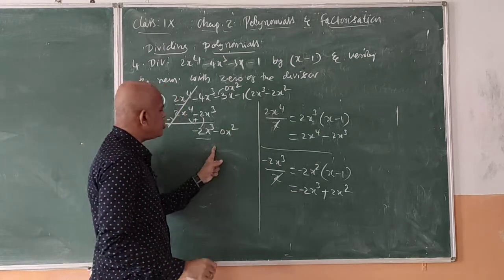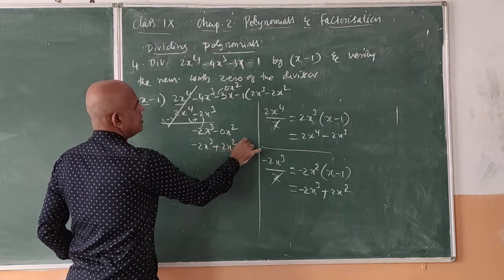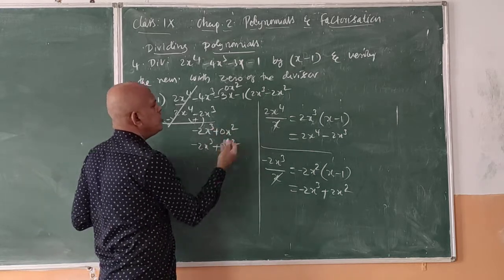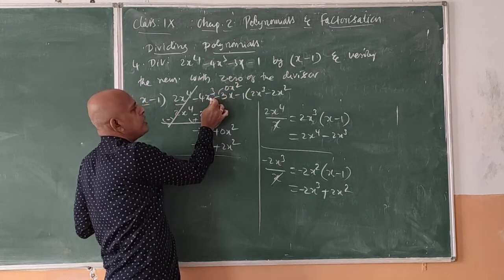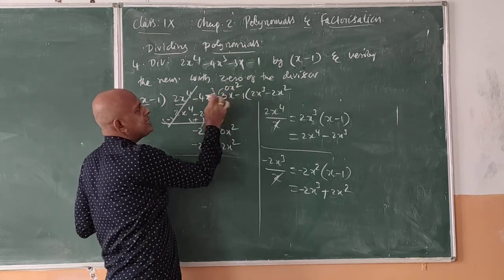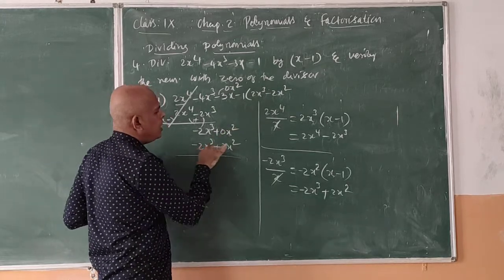So now these two terms should be written here. That is minus 2x cube plus 2x square. So plus you can write as 0x square. Why are we writing 0x square? There is no x square term. Directly after x cube they have taken the x term here. So that's why we are writing 0x square, because it should continue in the descending order.